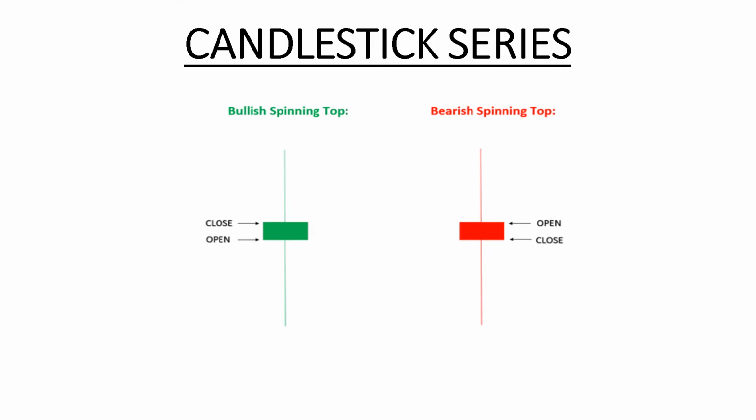It can be a bearish spinning top, or it can also be a bullish spinning top. So the color of the body does not matter. What matters is that the candlestick has a very small body. That is, the difference between open and close is not that big, and it has very long wicks. So this is what is called spinning tops.